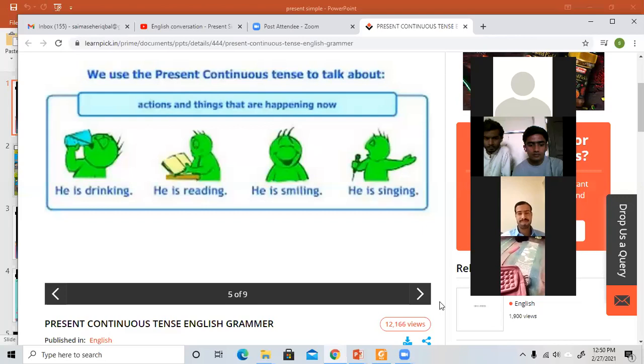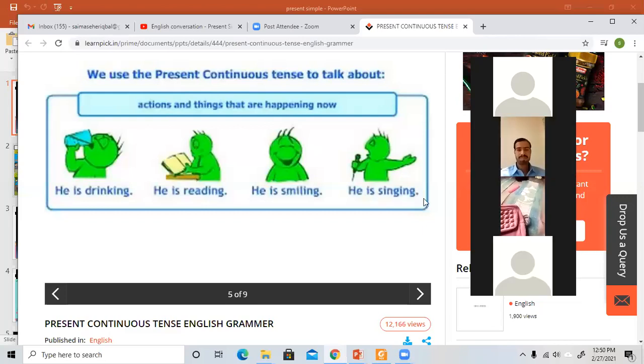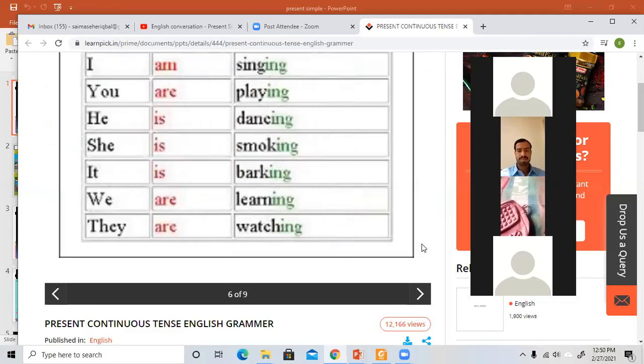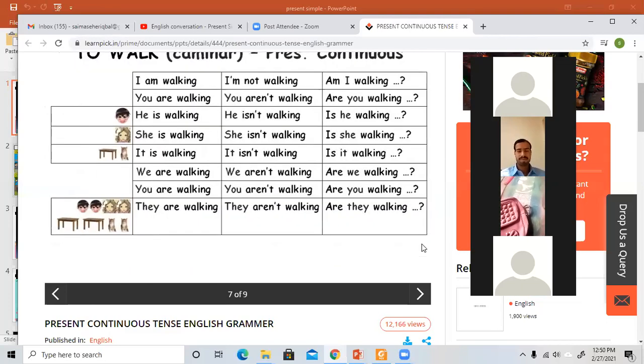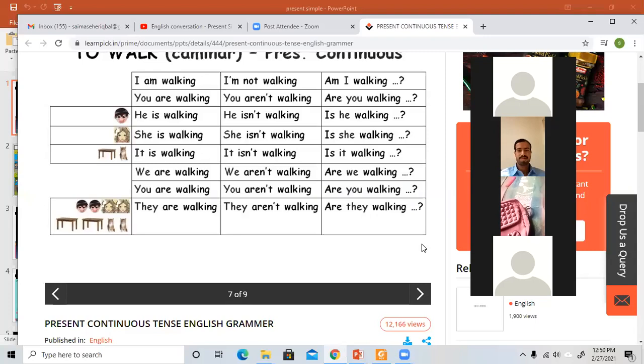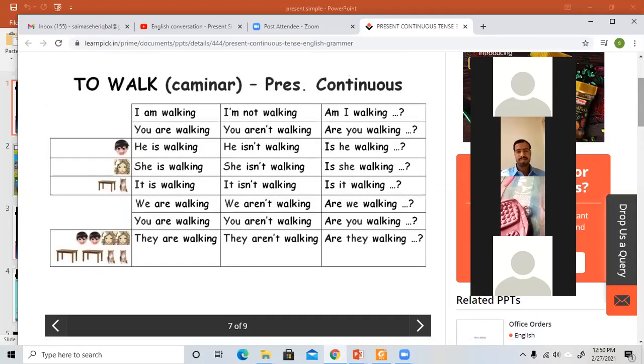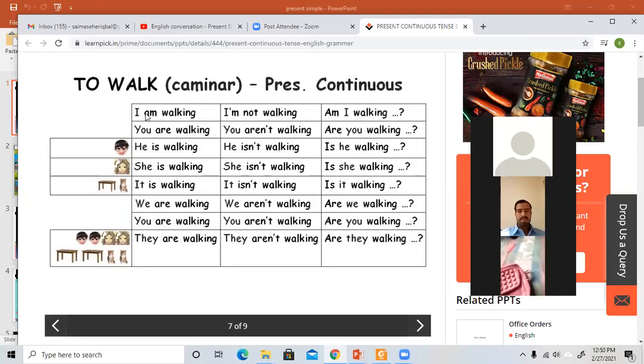In the negative we use not. And if we want to make a question, then we bring a helping word, is, am or are, before the subject. Okay, let's go ahead. So this is a chart. I will share this with you. Like with I, we use am. I am walking. How to make it negative? I am not walking. And what will be the question? Am I walking?